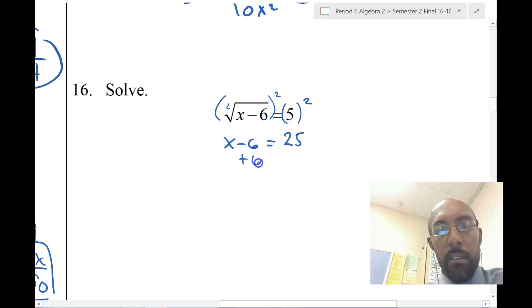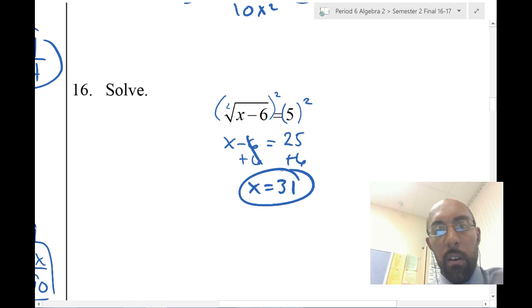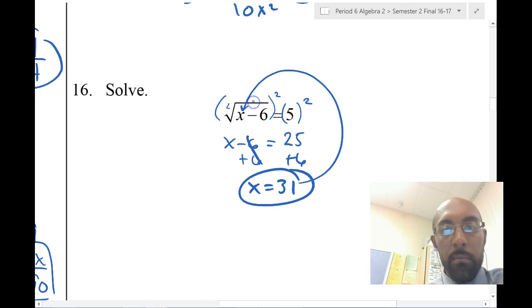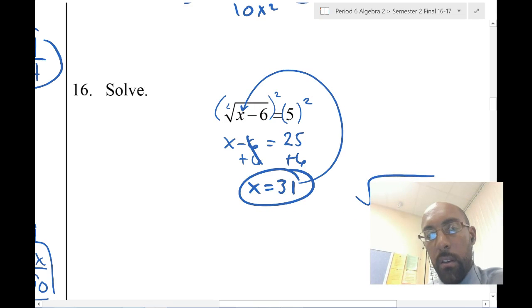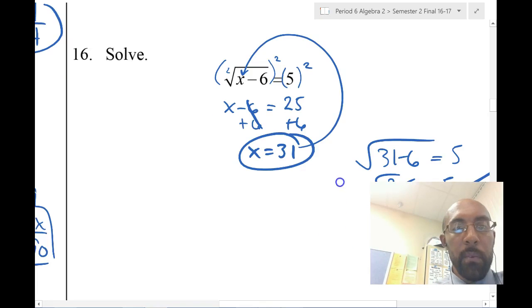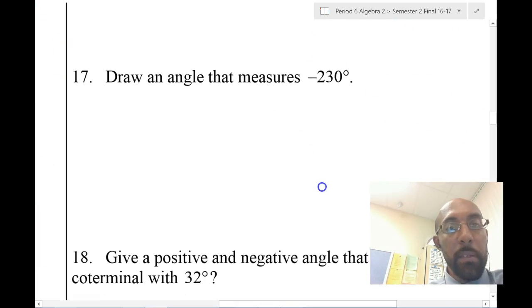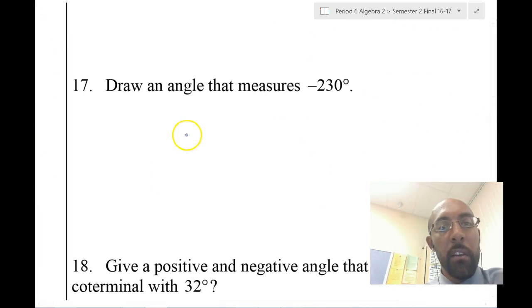Okay, so then add 6. x equals 31. All right, and then remember with these problems, plug it back in, make sure it works. 31 minus 6 is equal to 25. Square root of 25 is 5, so we're good. Because sometimes that won't work, so make sure you plug it back in.